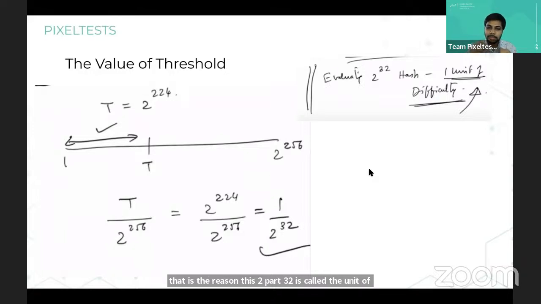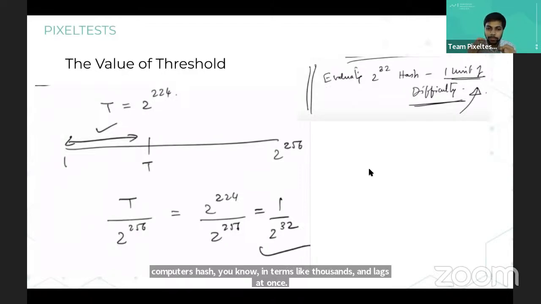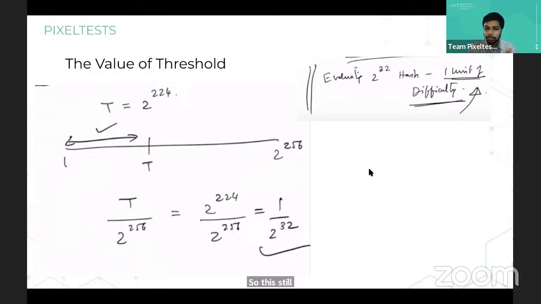Many times the hashing happens quickly. Some computers hash in the thousands and lakhs at once. Still, a person might have to hash 2 power 32 times and there's a possibility that he will not be able to find a nonce that makes his hash less than the threshold, and he will start again. If he's doing it twice, thrice, that is the amount of difficulty and the amount of work he's putting in. We have understood the unit of difficulty in our previous session, so this is all covered.